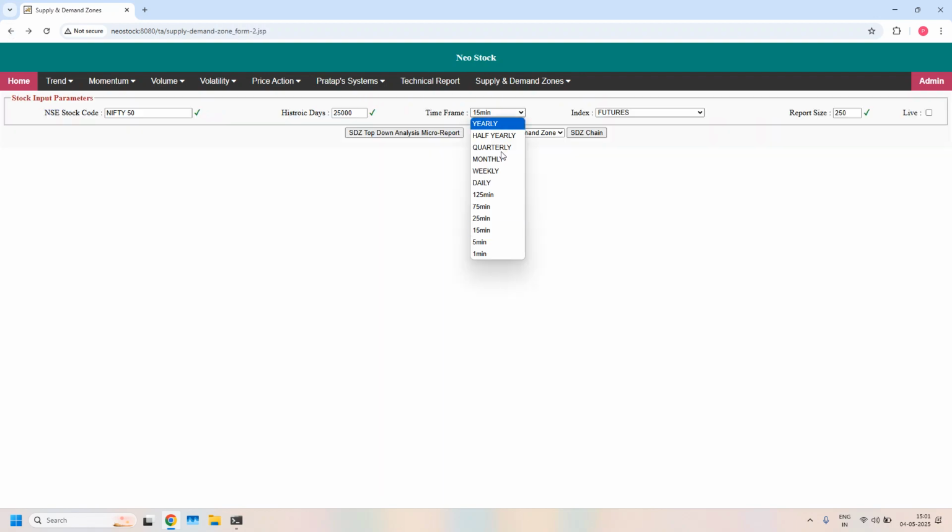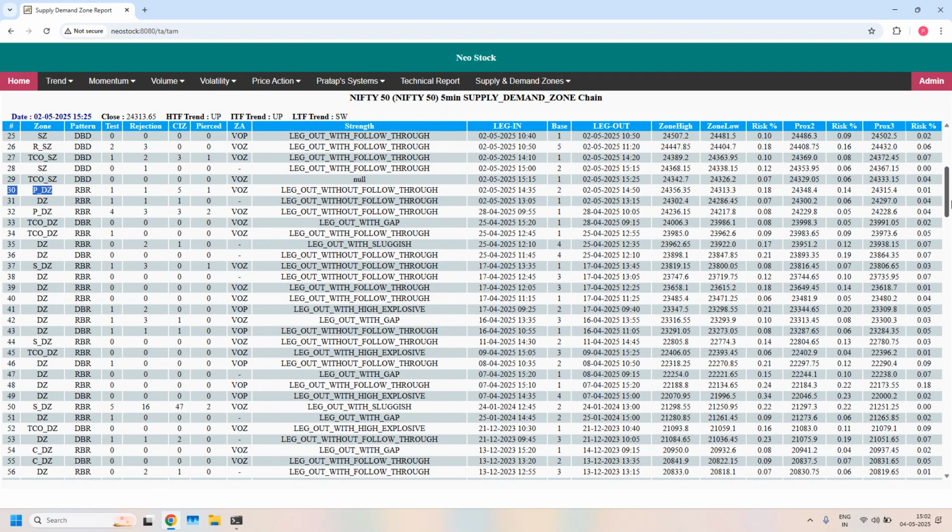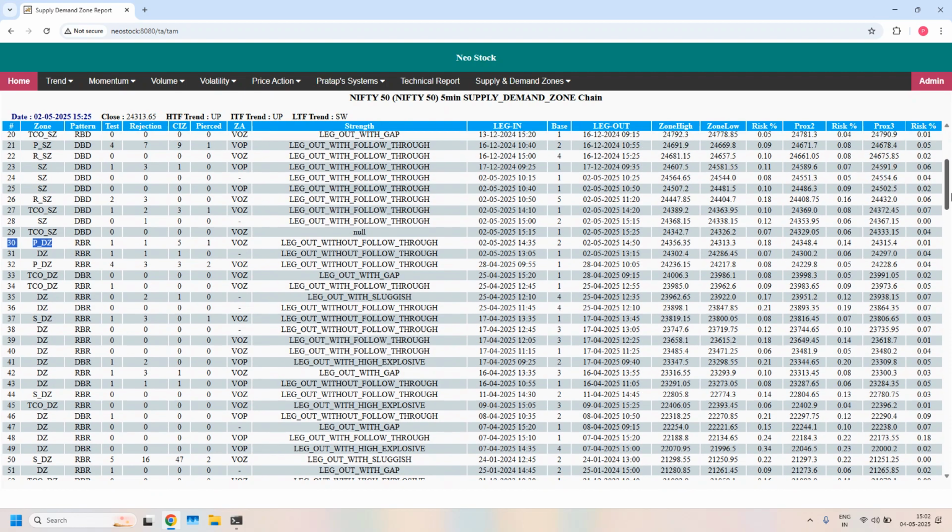Next, generating 5-minute supply demand zone chain for Nifty. All these are all supply zones, and the nearest demand zone to the current closing price is serial number 30, PR's demand zone. So I'll keep this in center, serial number 30.